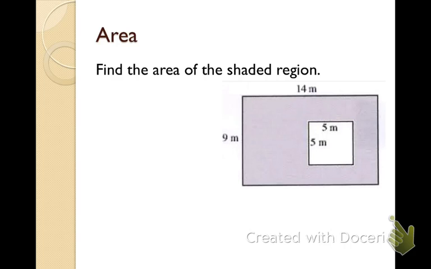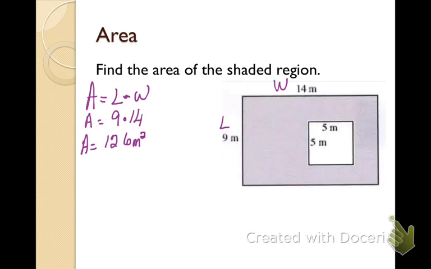First, I'm going to find the area of a rectangle. And remember that area of a rectangle equals length times width. My length in this case, let's call 9, and my width, let's call 14. So I'm going to have that my area equals 9 times 14 for my large rectangle. Now notice when I take two lengths times each other, I get units squared. So I get that the area of that rectangle is 126 meters squared.